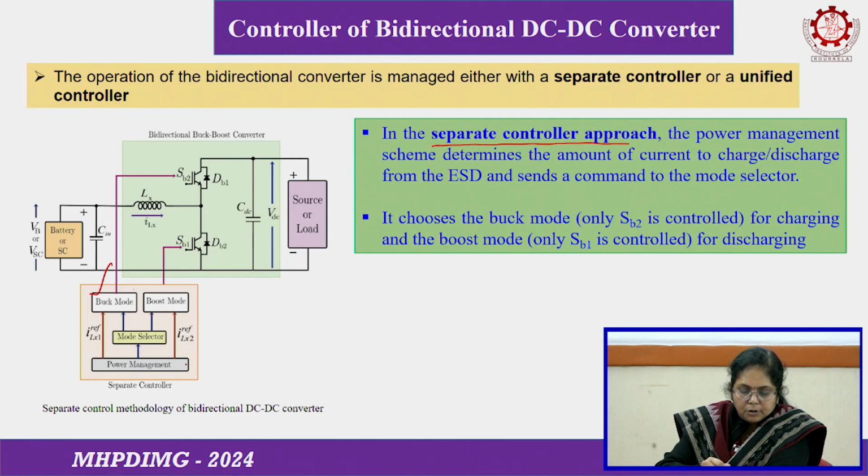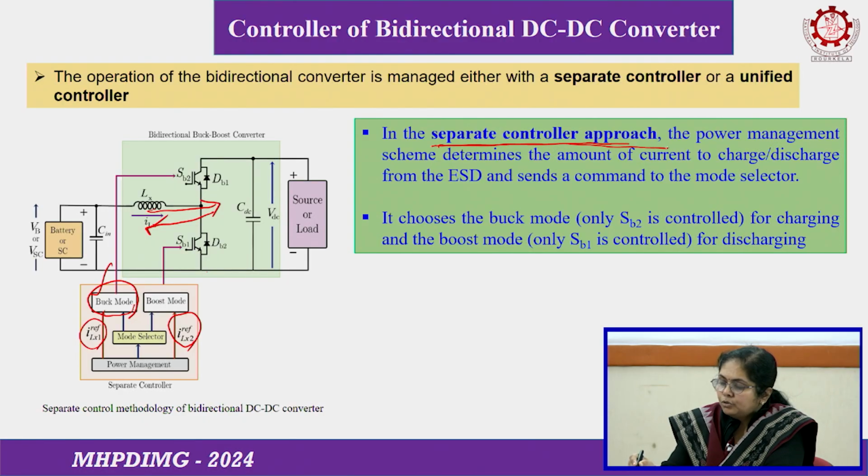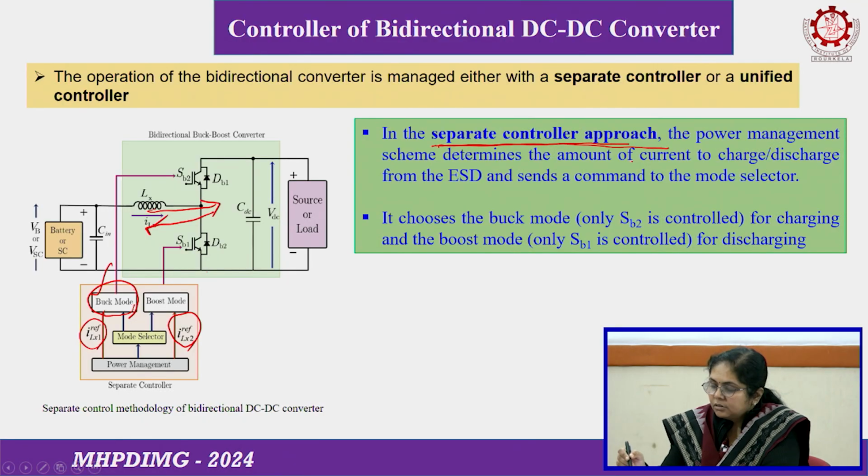The power management will generate the reference currents, and the reference current command will further generate the duty cycle. Buck mode means battery charging, flowing in this way, and boost mode means battery discharging, flowing in this way. It will generate the duty cycle for the upper and lower switches separately. That is why it is a separate control approach.